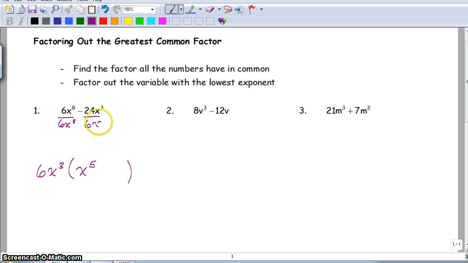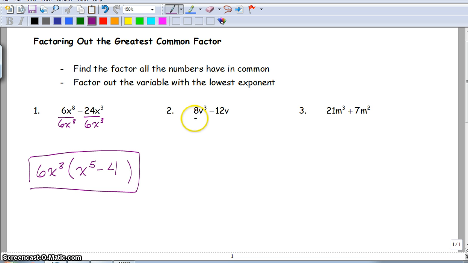Same with the other one, I factored out a 6x cubed. Negative 24 divided by 6 is negative 4. X cubed divided by x cubed is a 1. So 4 times 1 still gives me 4. So the answer in this case is 6x cubed times the quantity x to the 5th minus 4.